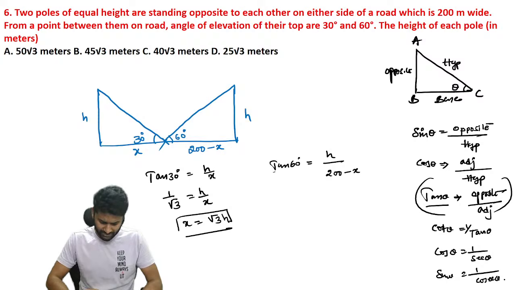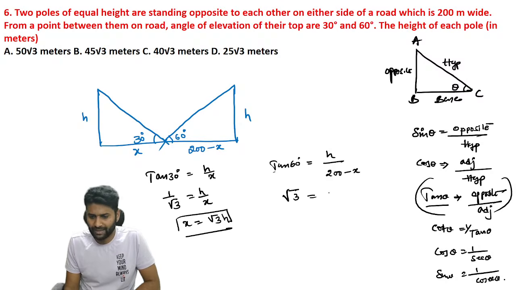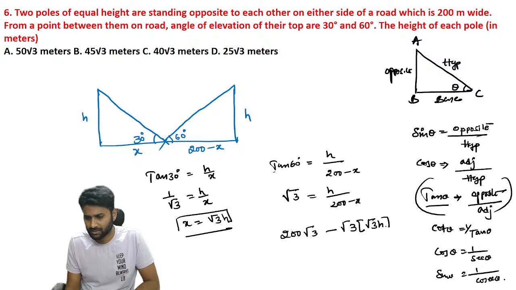It's all about the direct substitution. If you know this, you will be able to solve this kind of question. As you know, tan 60 is root 3. So h divided by 200 minus x. Just go through the multiplication: 200 root 3 minus root 3 into x. Then replace x as root 3h is equal to h. Now you got the h value.